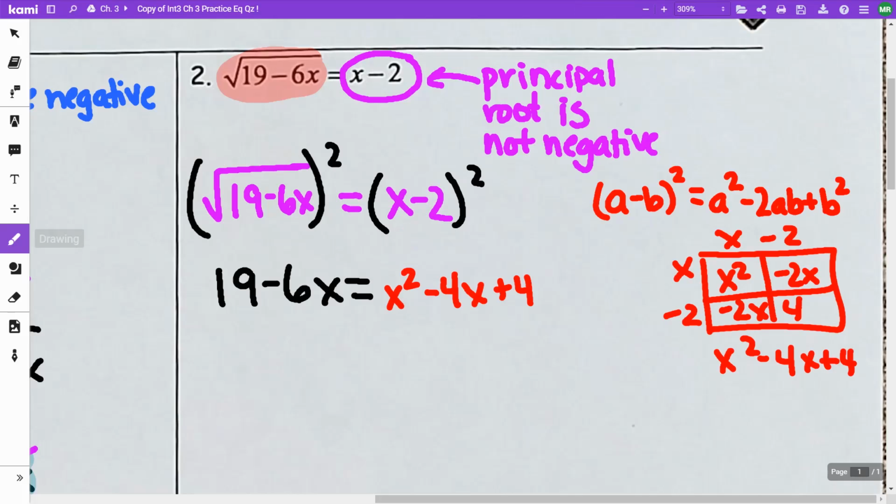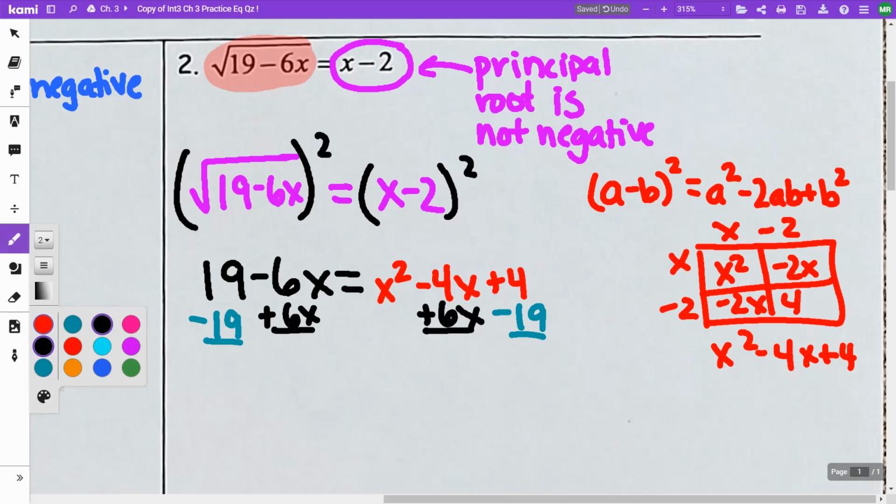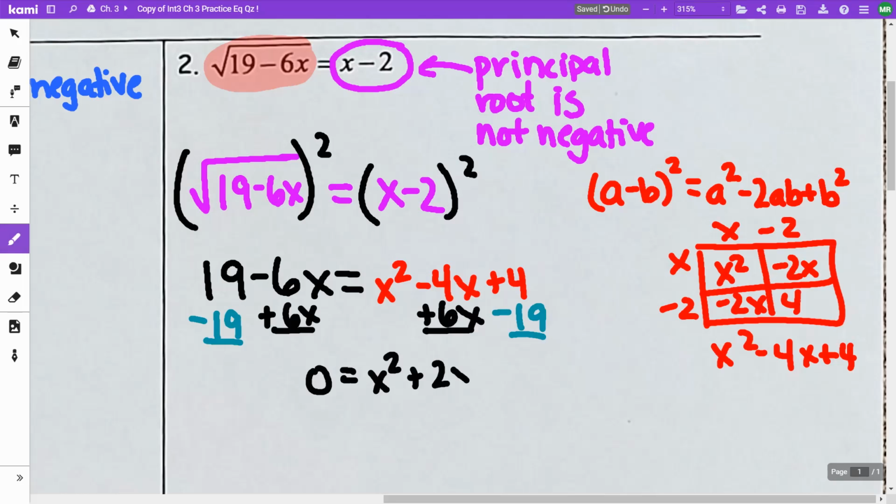Now I have a quadratic. I want everything on one side, 0 on the other. I always like my x squared to be positive, so I'm going to leave my x squared where it is. So I'm going to add 6x to both sides. And let me just do it in a different color. I'm also going to minus 19 from both sides. And so when I do that, this is going to be 0, x squared plus 2x minus 15.